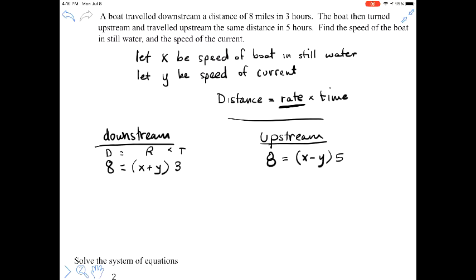So all that's left to do is turn these into a nice system of equations. So 8 equals 3x plus 3y, and then 8 equals 5x minus 5y. And then it turns into a relatively simple system of equations to solve. What's your preference on this one? Substitution? Oh, I would say elimination? Probably, my preference would be elimination. Yeah, I think elimination would be faster.